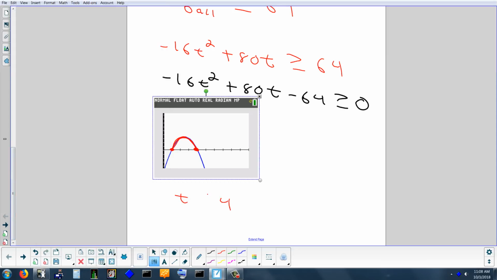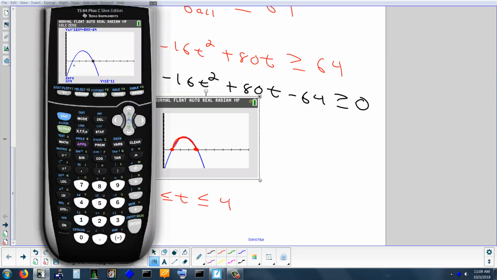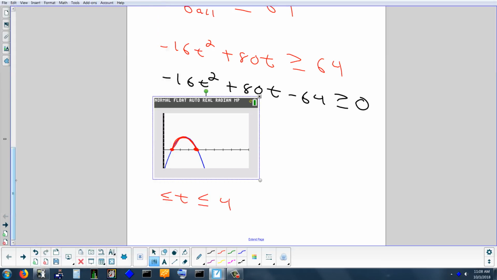Now, on the way up, what time does the object finally get above 64 feet? What time does that happen at? Emily? 1 second, okay. So between 1 and 4 seconds, this object will be above 64 feet.